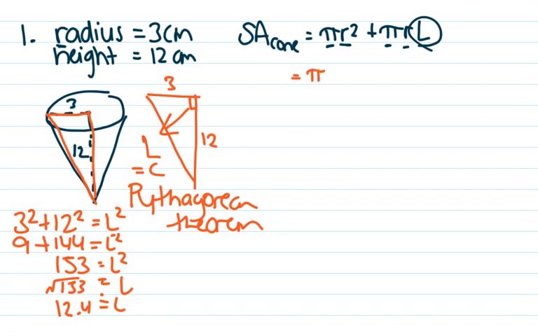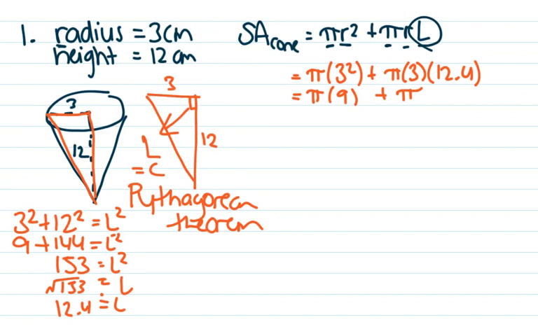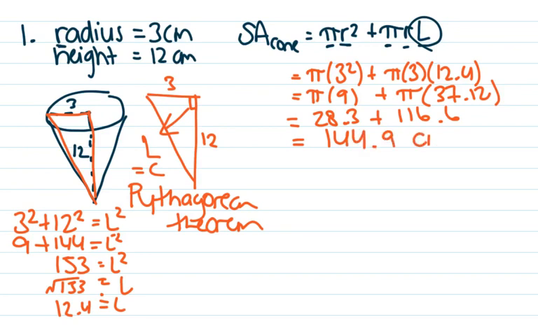So I have pi r squared, radius is 3, plus pi r, which is 3, and l, the slant length, which is 12.4. 3 squared is 9, and then 3 times 12.4 is 37.12. Pi times 9 is 28.3. Pi times 37.12 is 116.6. Add those together, and that's 144.9 centimeters squared. So the surface area of this cone would be 144.9 centimeters squared.